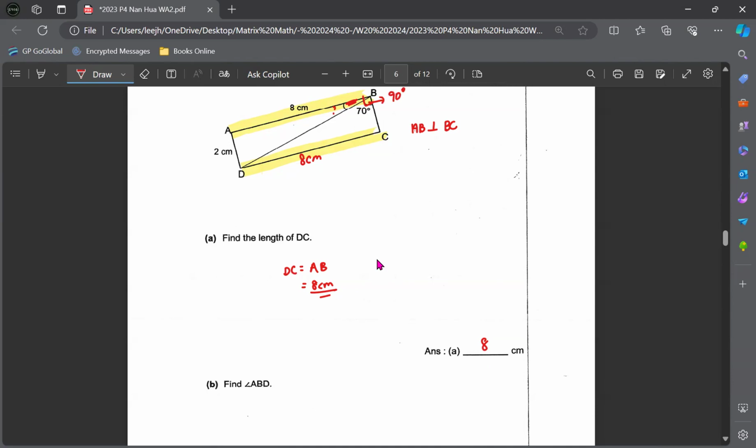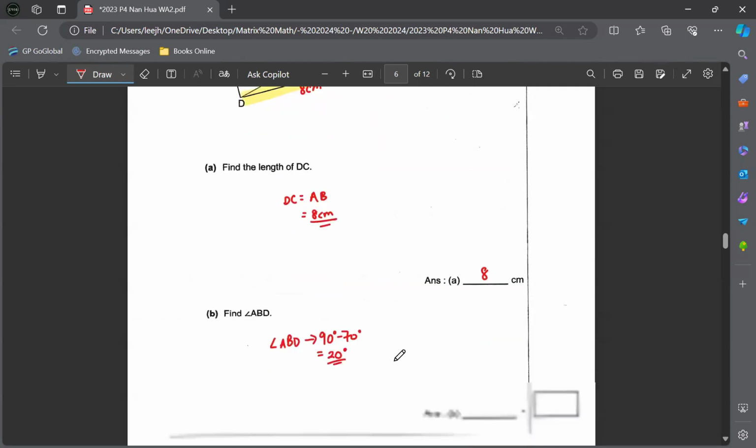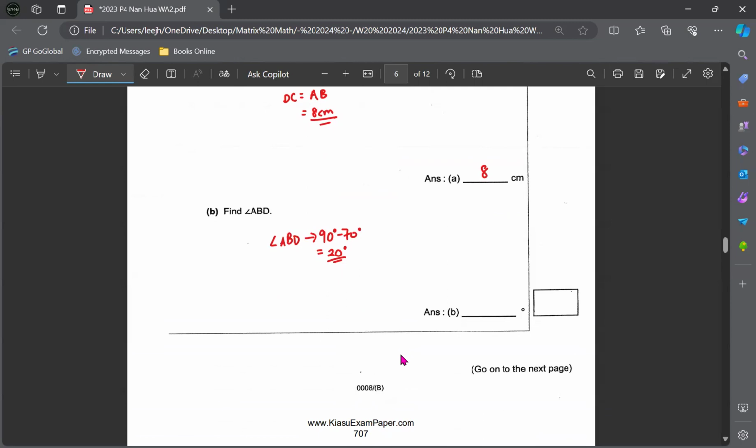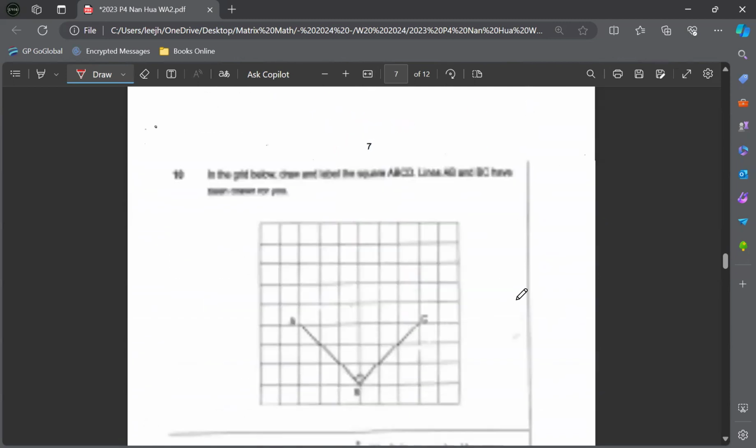So how to find angle ABD? You just take 90 degree, take away angle DBC, which is 70. Your answer is 20 degrees. That's your answer. Remember to fill up your answer here. Just write 20 degrees. All right? Okay, let's go on to question number 10.